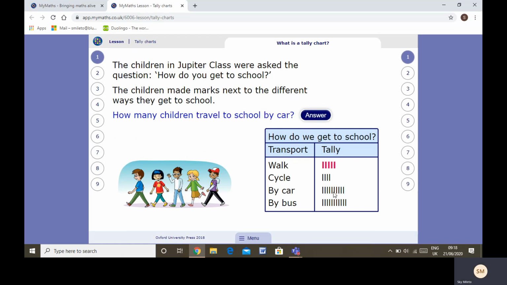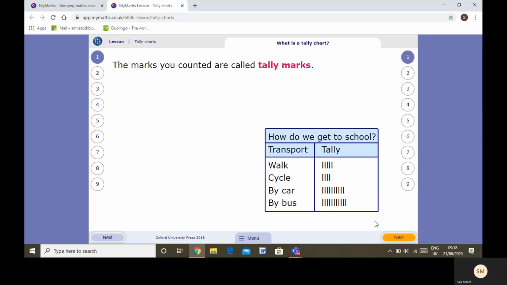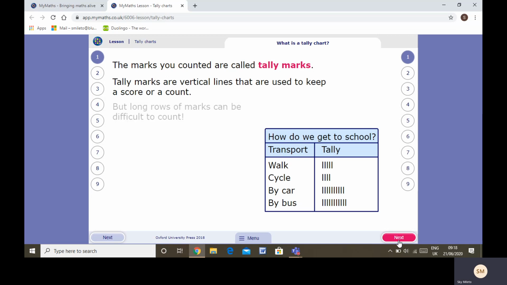How many children travelled by car? 1, 2, 3, 4, 5, 6, 7, 8, 9, 10. 10. The marks we counted are tally marks. Tally marks are vertical lines that are used to keep a score or count.